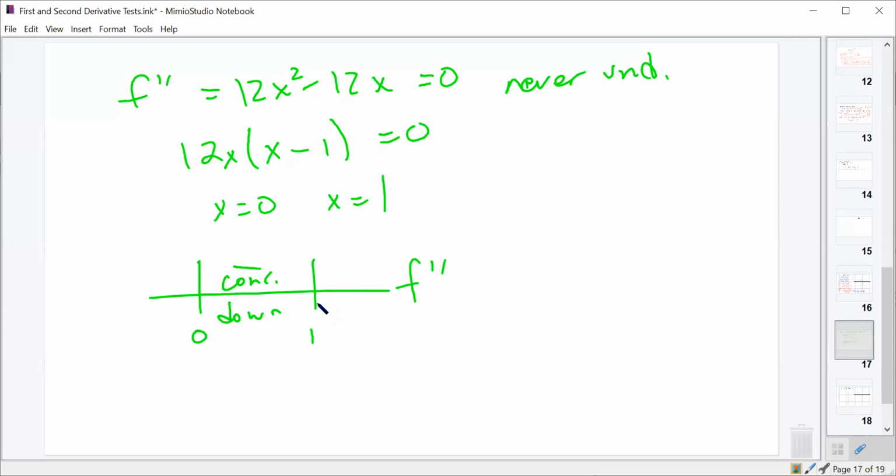Plug in something more than 1, like 1,000, we have a positive times a positive, so that's concave up. And plug in something that's negative, like negative 1,000, that's a negative times a negative, which is positive. So again, concave up.